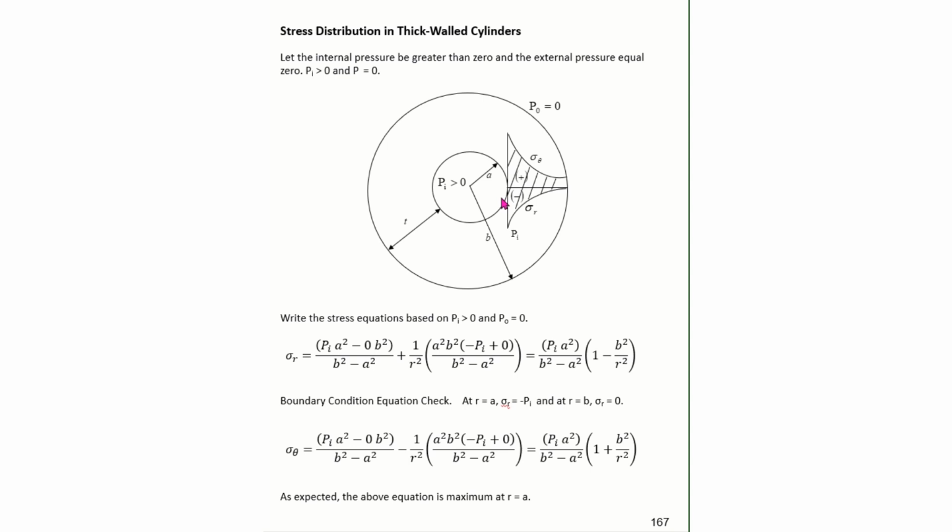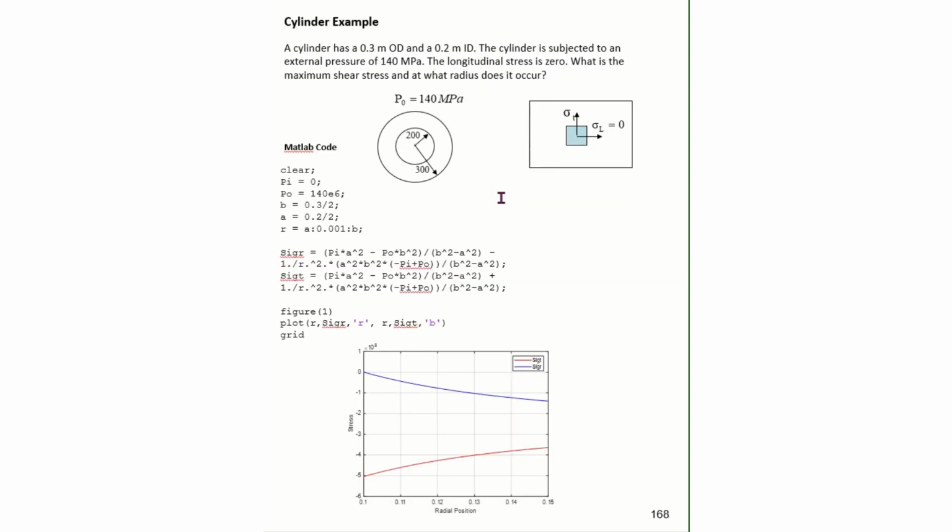Now let's look at an example problem. In this example problem, it says we have a cylinder that has an outside diameter of 0.3 meters and an inside diameter of 0.2 meters. So it's a fairly thick-walled cylinder. The cylinder is subjected to an external pressure of 140 MPa. The longitudinal stress is 0. What is the maximum shear stress, and at what radius does it occur?